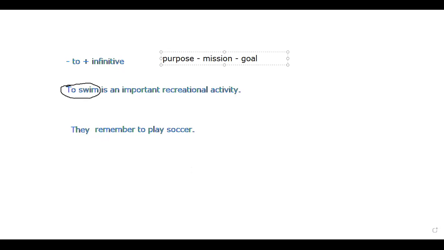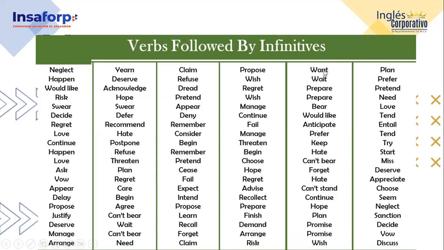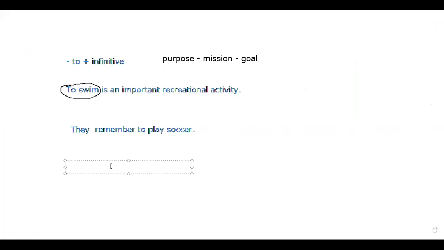Let's see another one, it could be one of the verbs. Consider, manage, propose, want. Maybe we can say, I want to eat healthy. That's my mission. Okay, I want to eat healthy. Y miren, acá tenemos nuestro sujeto, uno de los verbos de la lista que les mostraba ahí, que estaba el want. Después yo tengo mi infinitive y después algo para complementar, ¿verdad? Miren el propósito en este caso. I want to eat healthy. Yo quiero comer saludable. So that's a propósito, a purpose o una misión, maybe a mission.